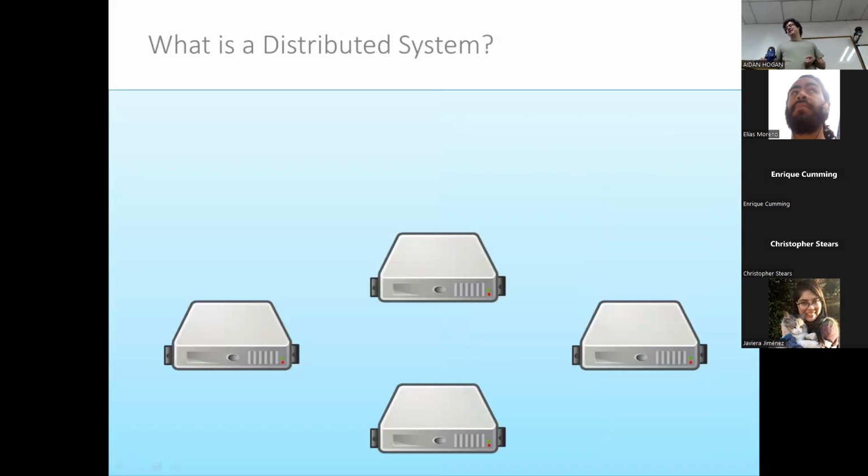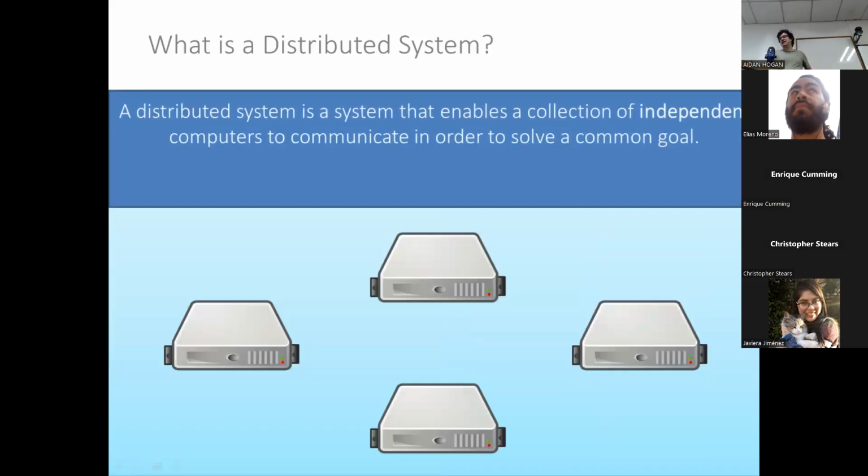So what is a distributed system? A distributed system is a system that enables a collection of independent computers to communicate in order to solve a common goal. This is the simple definition of a distributed system. There are entire courses just on distributed systems. The focus here is more on processing data, but we will be seeing a lot of distributed systems used for processing large amounts of data.